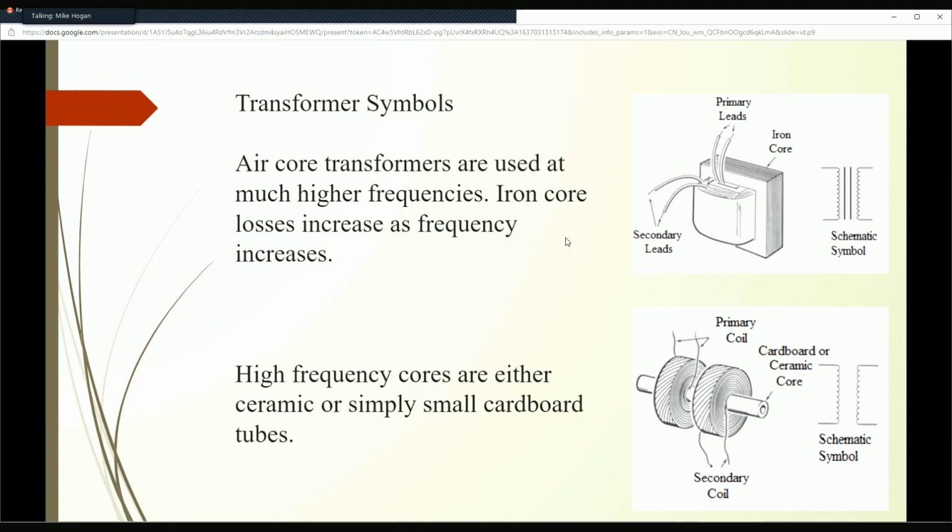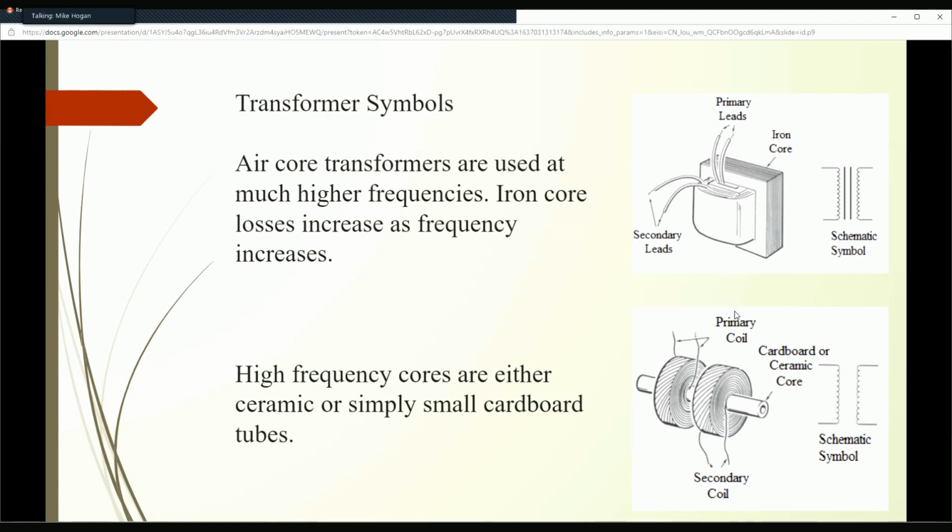A couple of different transformer symbols. You see the schematic symbol here. We've got a primary, our secondary, our core in the middle. Notice that's an iron core. This is a typical transformer, what it would look like, with primary leads and secondary leads. Remember, primary leads are what's connected to the AC input. Secondary is where we're going to take our output from.